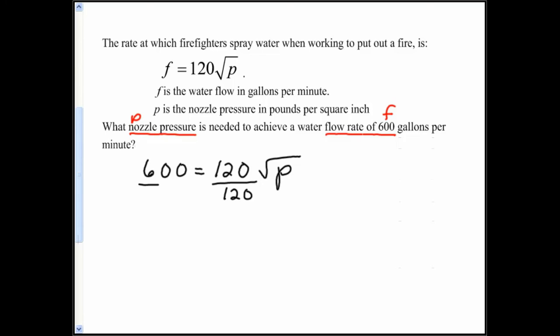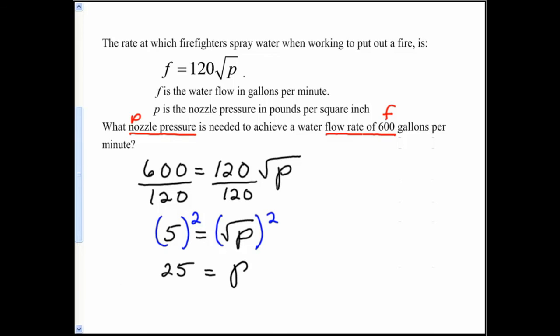Divide both sides of the equation by 120. 600 divided by 120 is 5. 5 equals the square root of P. Now again, to undo that square root, we're going to square both sides of the equation, and we end up with 25 equals P.